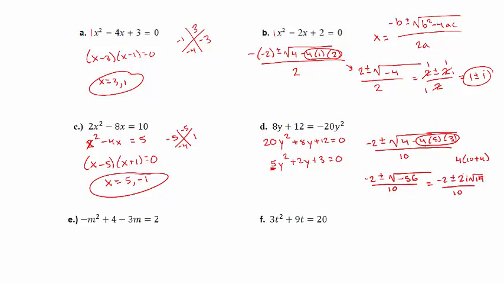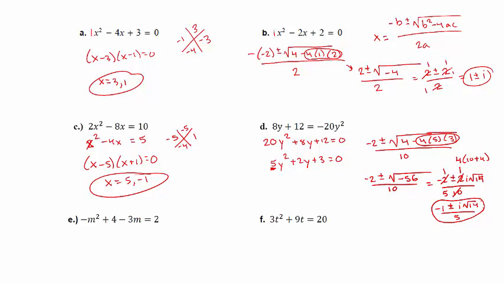And then again, I'm thinking divide by 2, divide by 2, divide by 2. So that kind of saved me a little bit of writing. And my final answer is negative 1 plus or minus i root 14 all over 5. And you can just leave it like that because there's no more fractions that you can reduce.